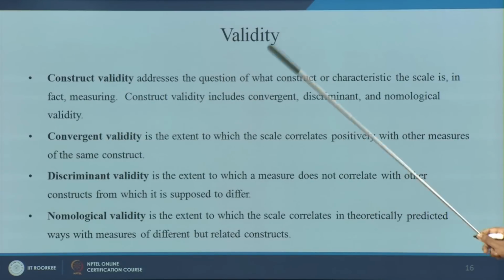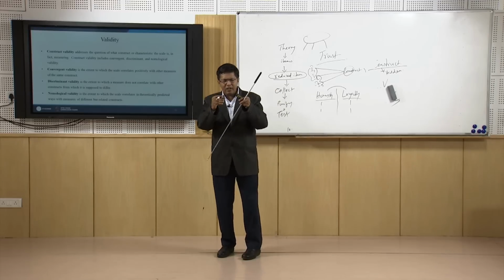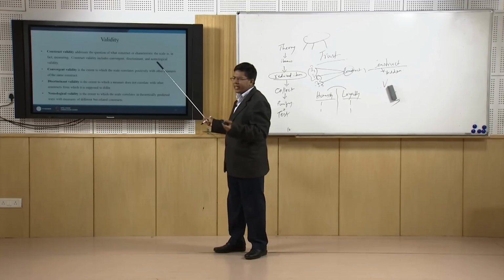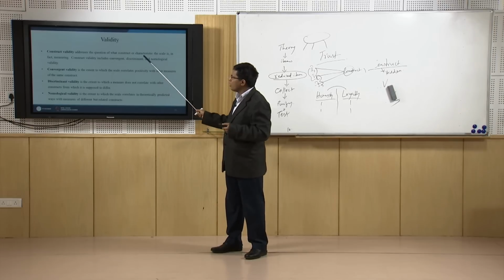Construct validity is what I explained. Construct validity is actually a combination of these three. It includes convergent validity, where the items should be converging, so there should be a high degree of correlation among the items. Nomological validity I explained theoretically, and what you get should be similar. Discriminant validity I explained through the constructs.